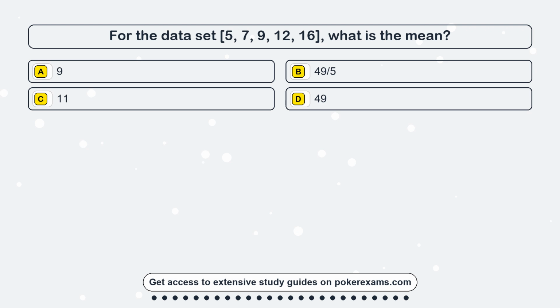Question 19. For the data set 5, 7, 9, 12, 16, what is the mean? Option A, 9. Option B, 49/5. Option C, 11. Option D, 49.